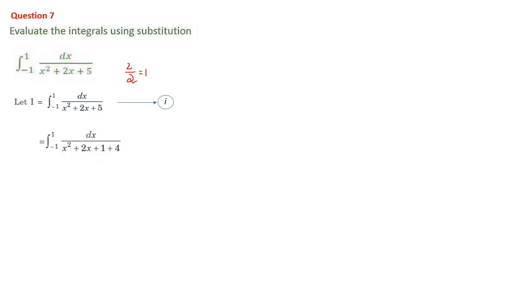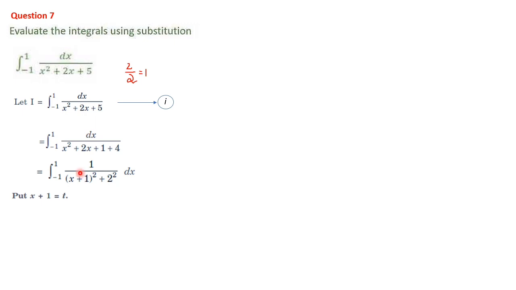Now the first 3 terms are in the form a plus b the whole square. So for the x square term we take the square root, that is x, plus the third term, that is 1, whose square root is 1. So x plus 1 the whole square plus the last term 4, which we can write as a perfect square, 2 square. So the denominator is in the form x plus 1 the whole square plus 2 square.